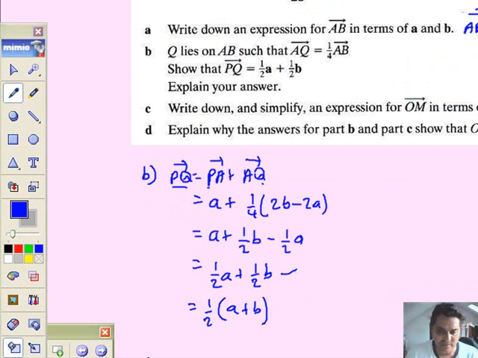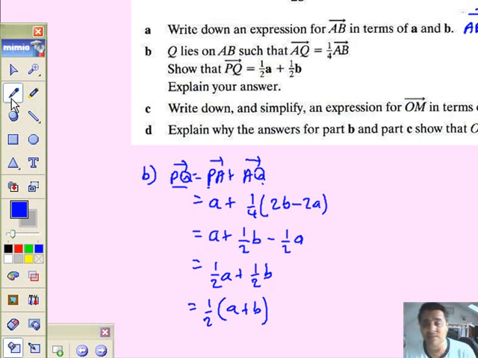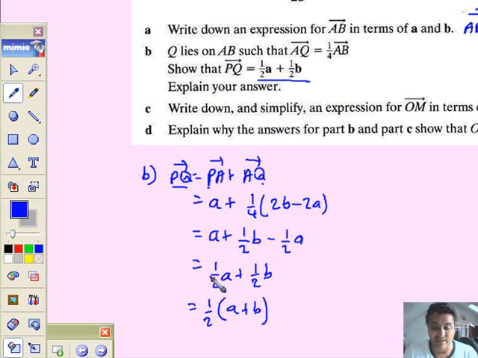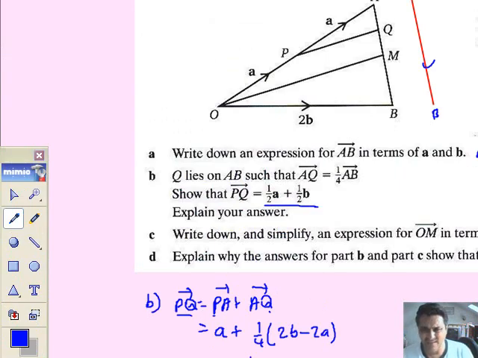You can stop at that stage if you want to, or factorise, but if you're not sure about factorising and you don't want to be too flash in the exam, leave it as it is, because it's not about factorising, it's about getting vectors right. So we've basically proved that's correct anyway. I didn't need to factorise it, as you can see, because I arrived at half a plus half b, and that's what they wanted. Explain your answer. Well, there's nothing to explain.